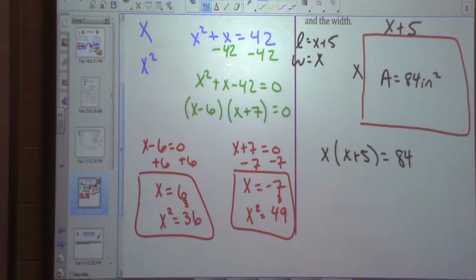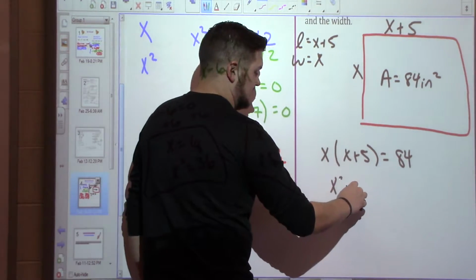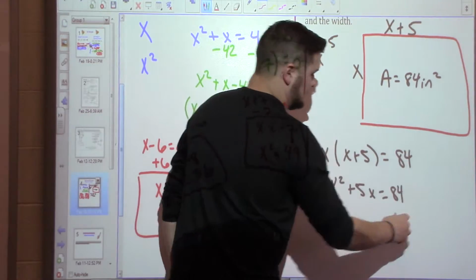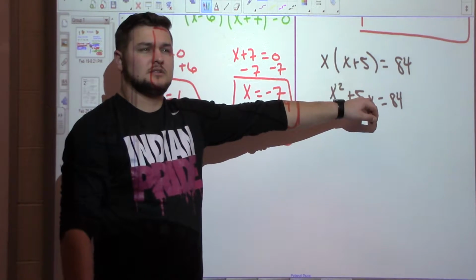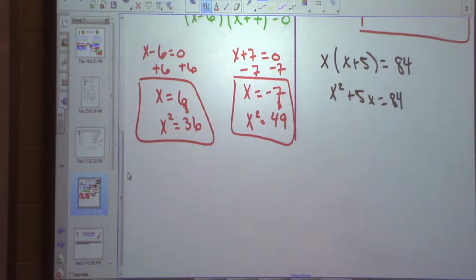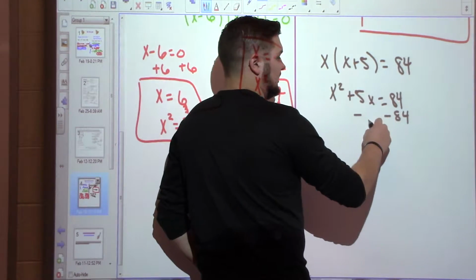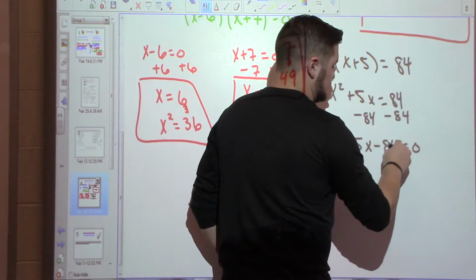Okay. Now what do I do? I got it set up. What I'm going to do is distribute my x into here. X squared plus 5x equals 84. Well, notice I now have an x squared and an x. How can I solve for x? I can use either quadratic formula or I can factor. Either way, it needs to be equal to 0 before I do that. So I need it equal to 0, so subtract 84. X squared plus 5x minus 84 equals 0.